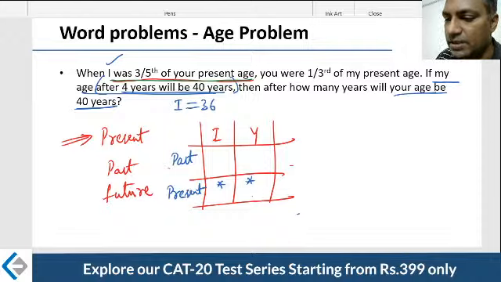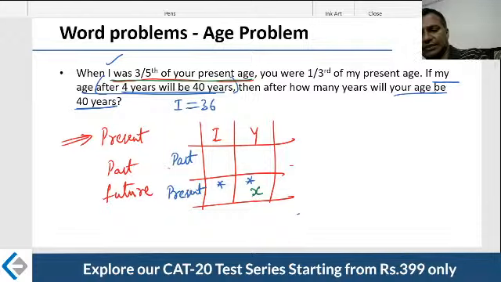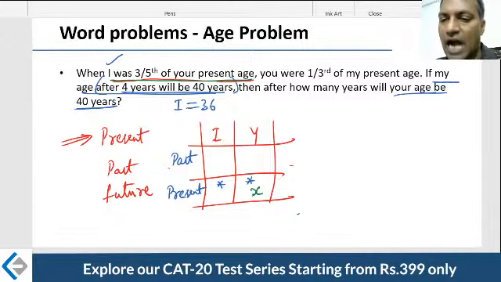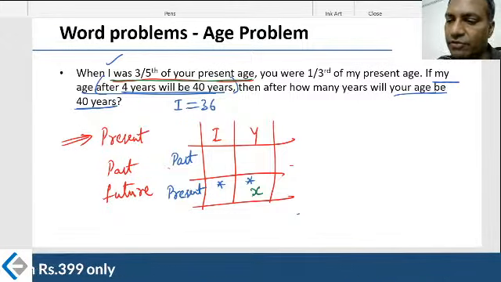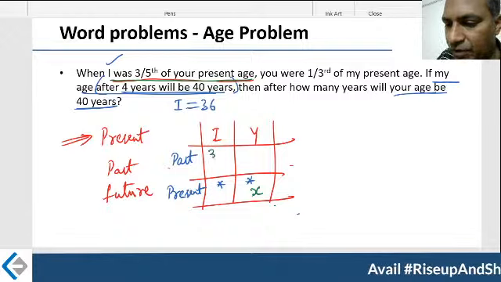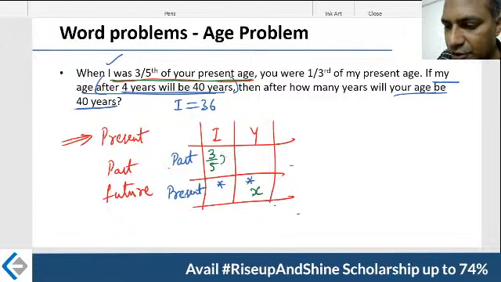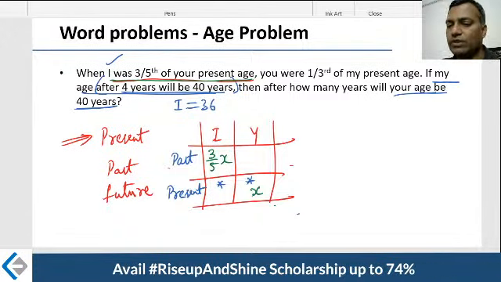Let us say that your present age is X. I was 3/5 of your present age, which means in the past, I was 3/5 of your present age. That's the meaning of the first portion.